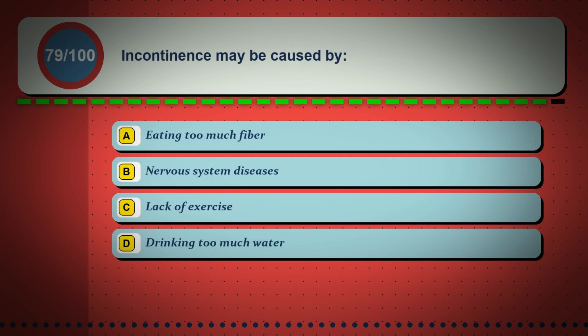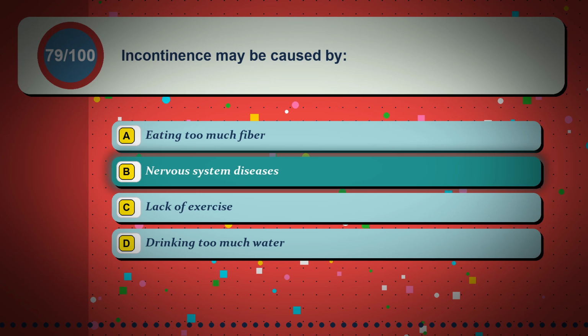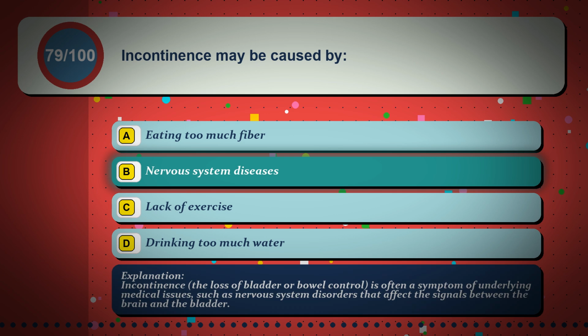Question 79. Incontinence may be caused by: Option A, eating too much fiber. Option B, nervous system diseases. Option C, lack of exercise. Option D, drinking too much water. The correct answer is option B, nervous system diseases. Incontinence, the loss of bladder or bowel control, is often a symptom of underlying medical issues, such as nervous system disorders that affect the signals between the brain and the bladder.